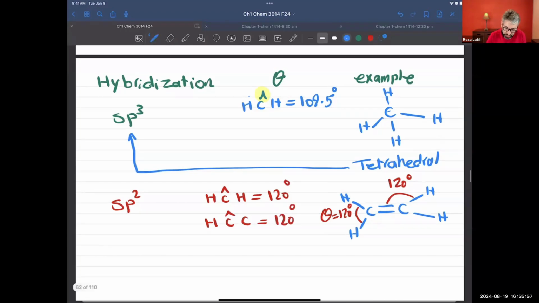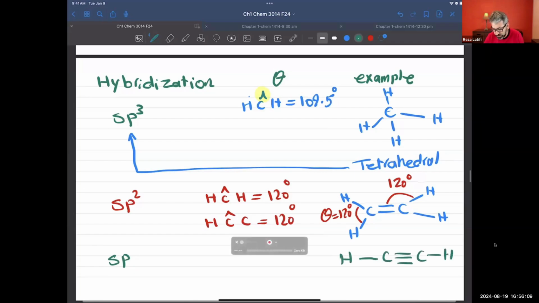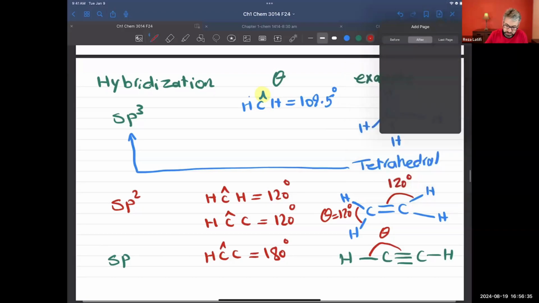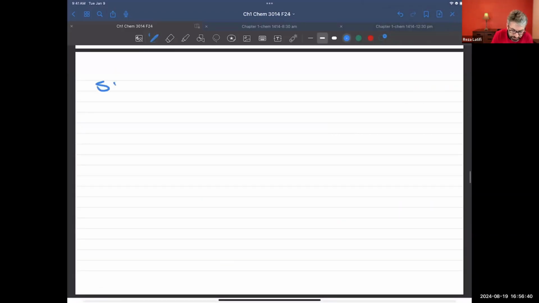Now, what if you change this one to sp? An example: you go H attached to carbon, and now triple bond, carbon, H. I'm looking for this bond angle. What's the bond angle here? The bond angle when hybridization is sp will be 180 degrees. So if I want to summarize them in a really short version, sp3 has an expected bond angle of 109.5, and the geometry we expect to be tetrahedral.